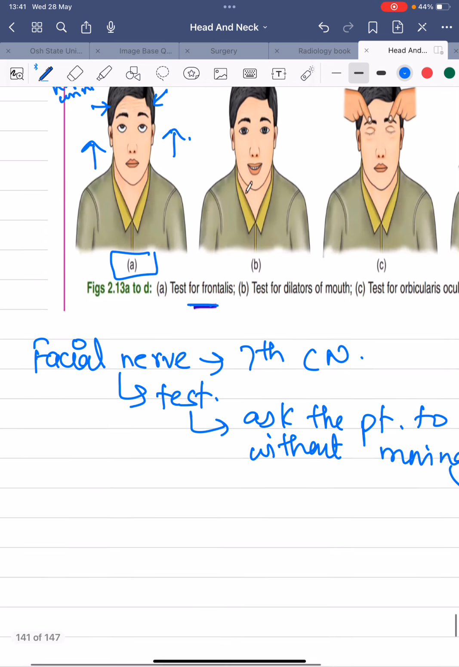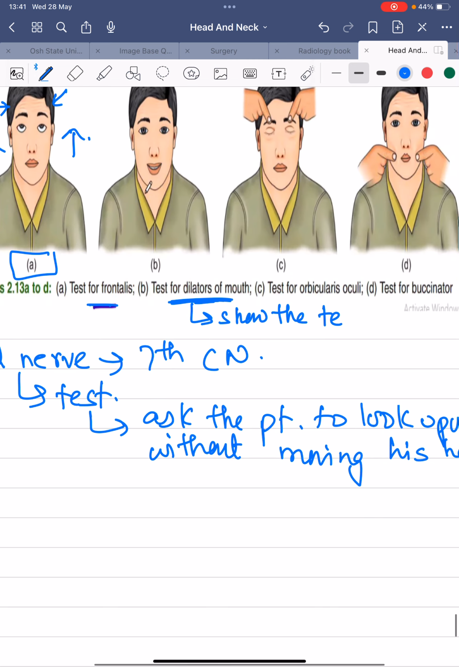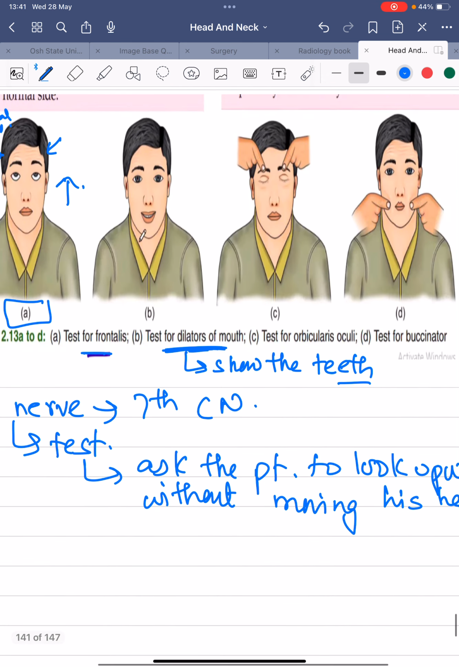Okay, second, how you are going to check the dilators of the mouth. So you will ask the patient to show the teeth. So when you ask the patient to show the teeth, okay, showing the teeth means the dilators of the mouth are working properly.